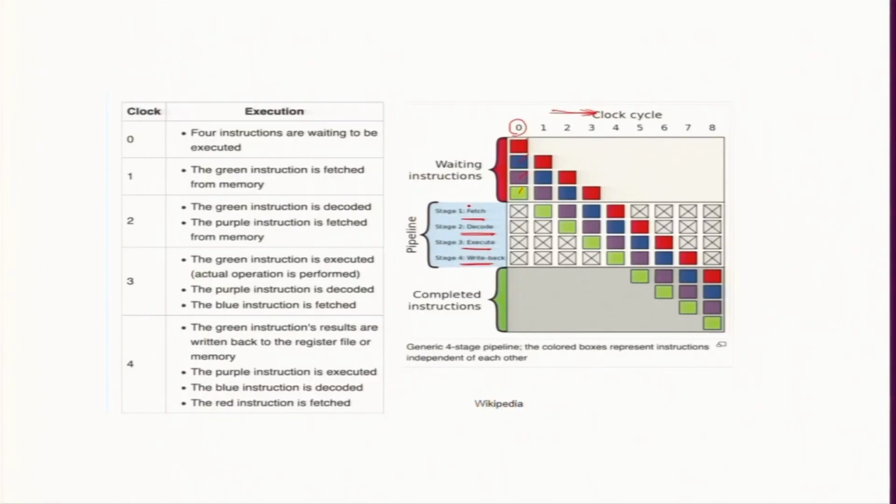For 4 instructions, if I do it one at a time, how many clock cycles would I take? 4 into 4, 16, right? Each of these stages is 1 clock cycle. You can't do fetch and decode in one shot. It comes, then decode, then execute, then write back. So, we expect 4 into 4, 16 clock cycles, but we can do it in 8.